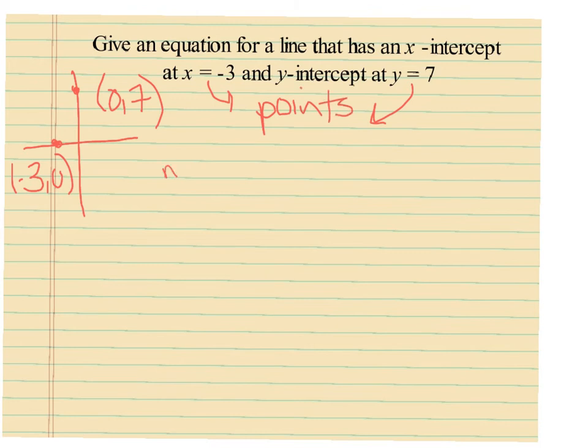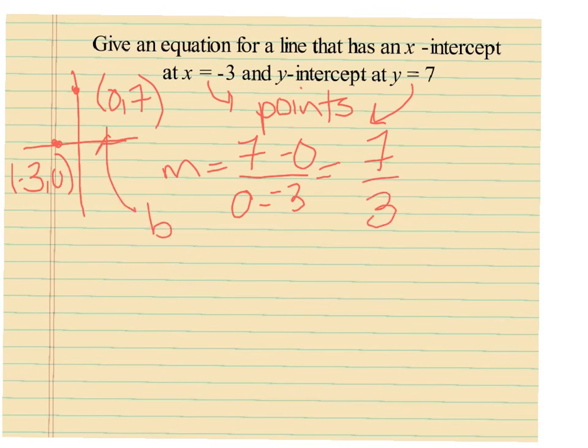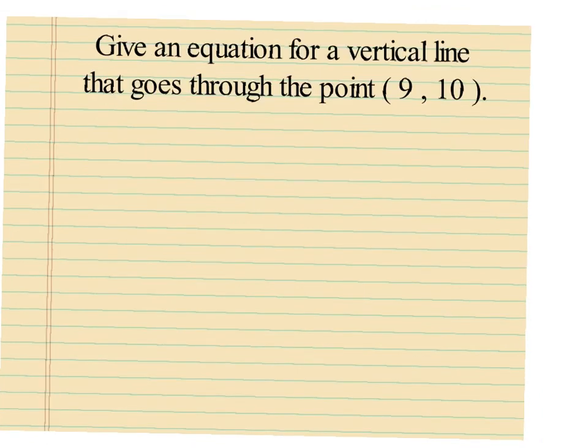When you have this, we can find the slope. So I'm going to take 7 minus 0 over 0 minus -3 to get 7 over 3 as my slope. And I know the y-intercept is my letter b, so y equals 7/3 x plus 7. The equation of a vertical line that goes through the point 9, 10. So what's a vertical line look like? Okay, vertical is up and down. So I'm going to go over 9 and up 10.